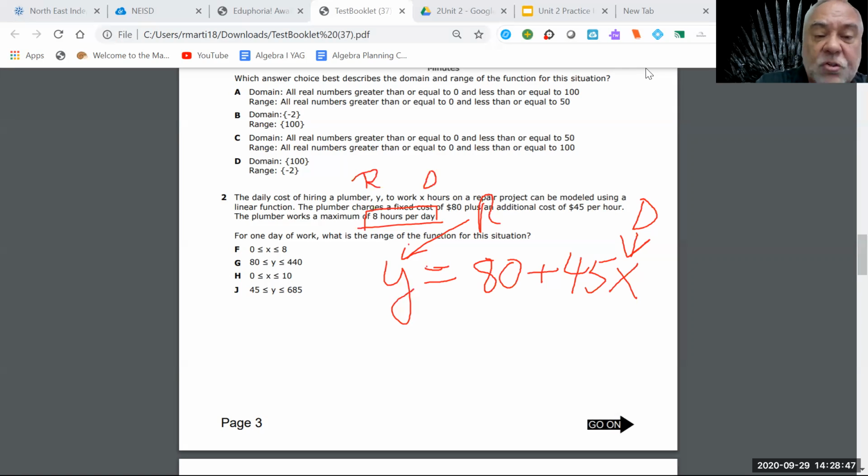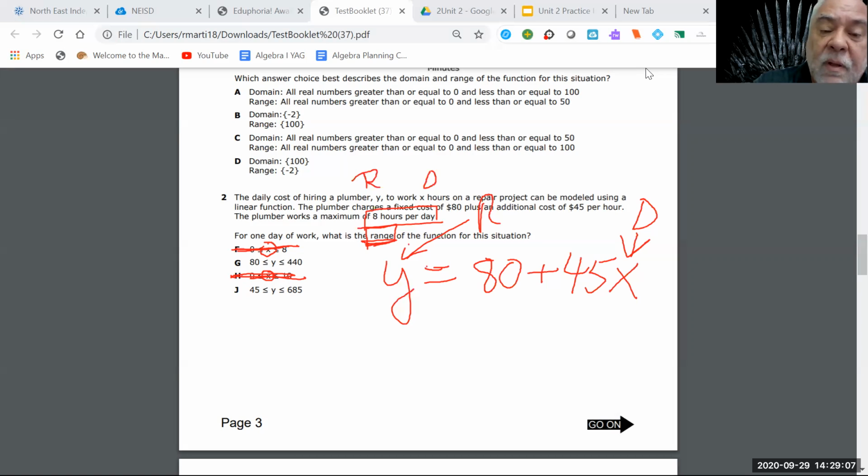Okay? So let's look at the minimum. First of all, look at the answer choices. F and H here have X's in them. That's domains. They're asking for the range. So it's neither of those. So you can already eliminate those without even working too hard. So it's going to be G or J.